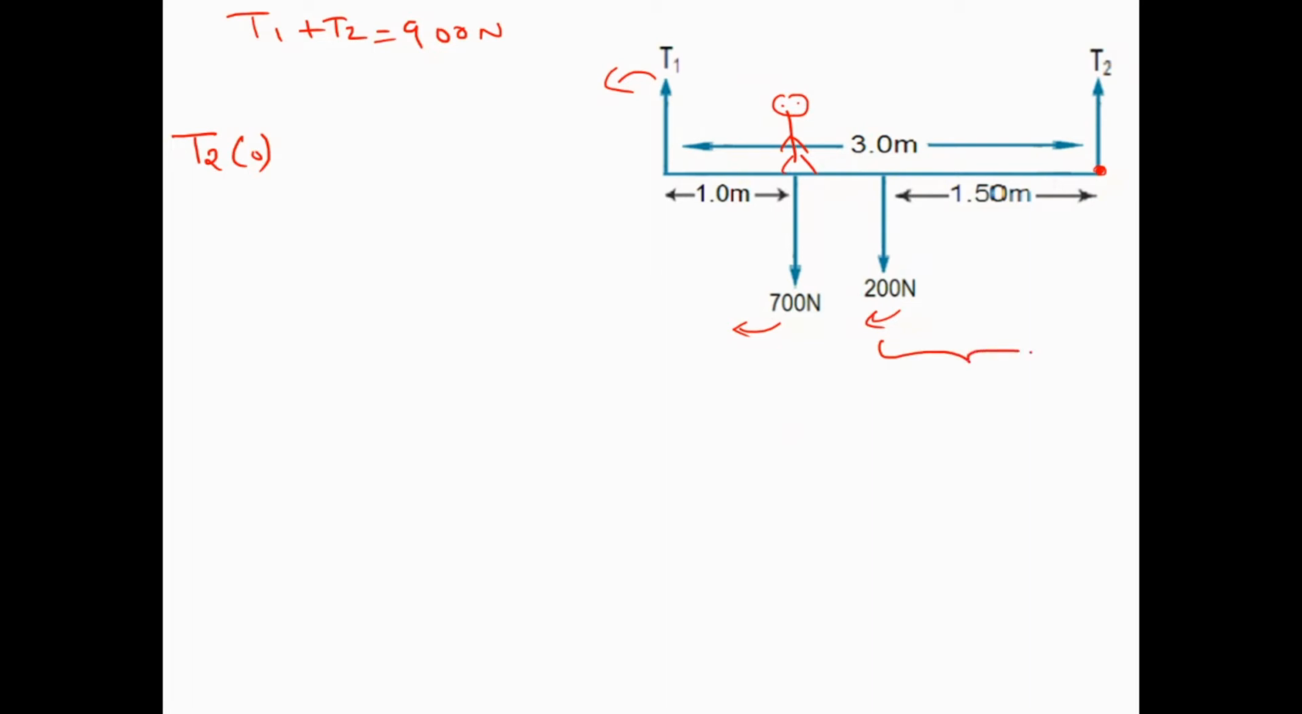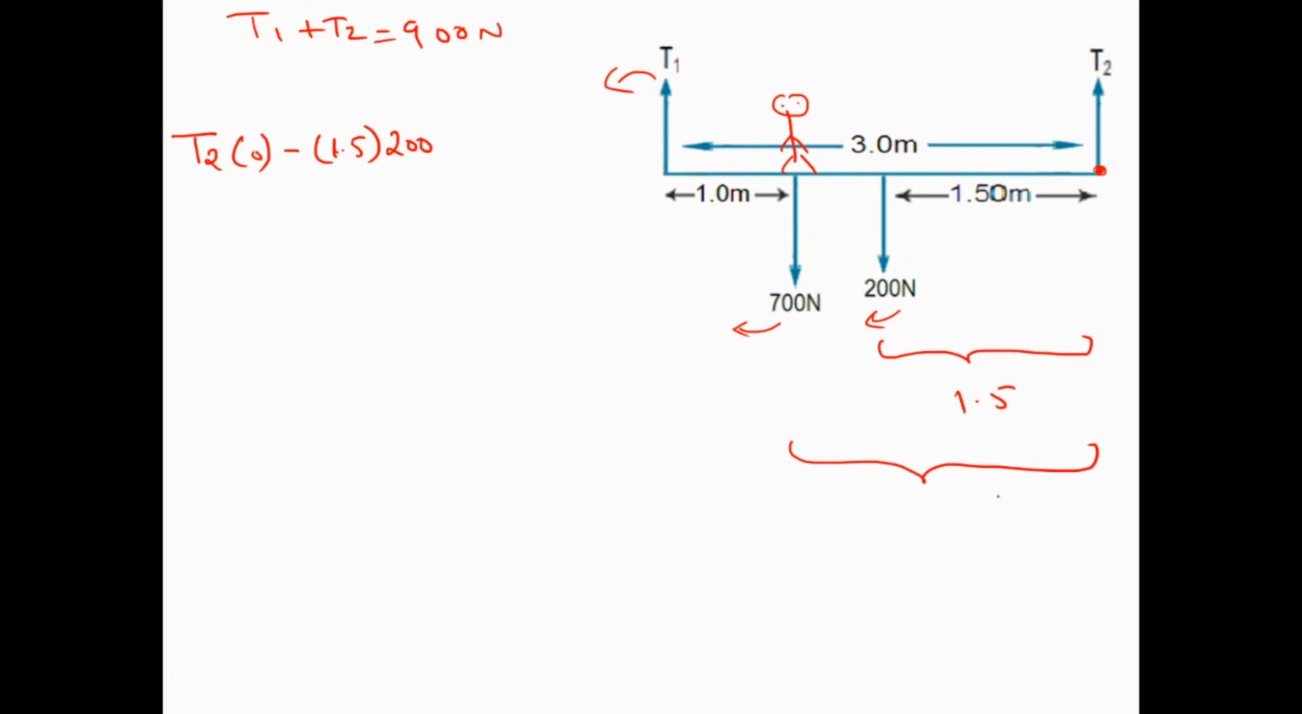From these to these, we have the distance 1.5. So I'm going to apply the sign, because here the sign for the torque is negative, because it is in the clockwise direction. So the R value here is 1.5 multiplied by the force, which is 200. Clear? Likewise, I'm going to consider the 700 Newton based on the right hand side.